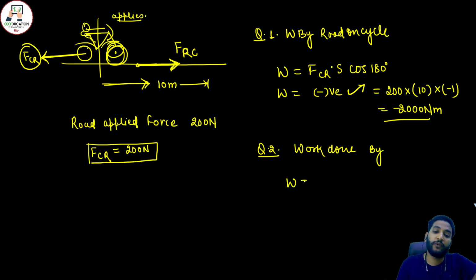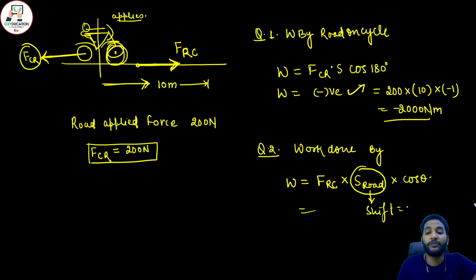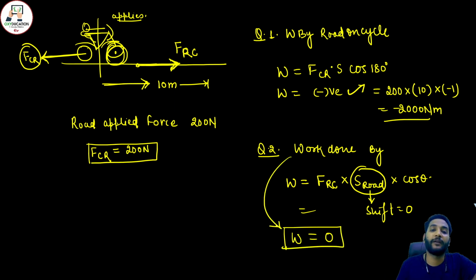So work done is equal to force applied by the cyclist on the road into displacement of the road into cos theta. So how much displacement has been done on the road? रोड शिफ्ट हुआ है क्या कहीं पर? No. So displacement is zero, hence we can say the work done is zero. So work done by the cyclist on the road will become zero.